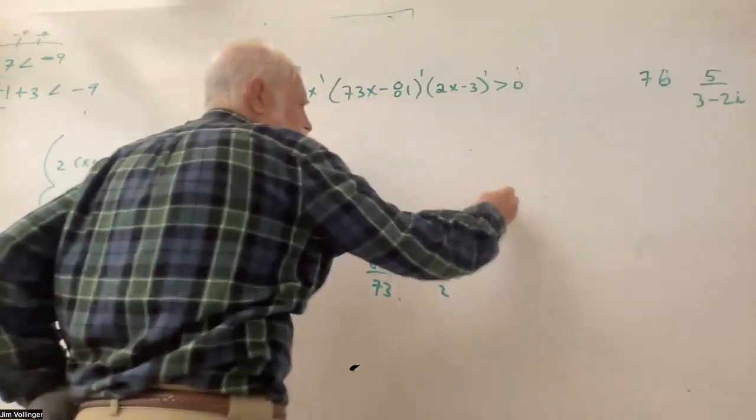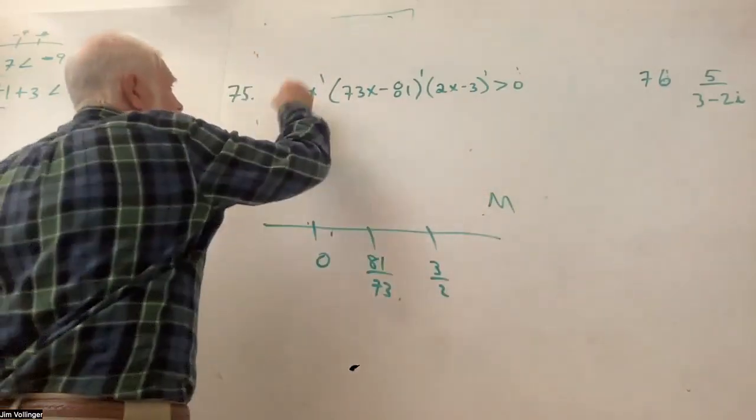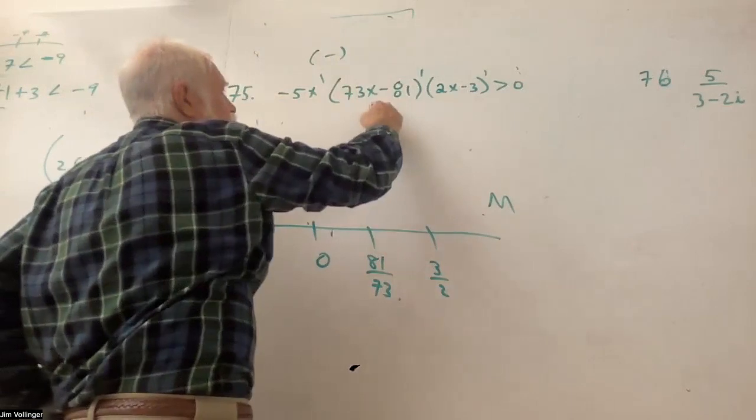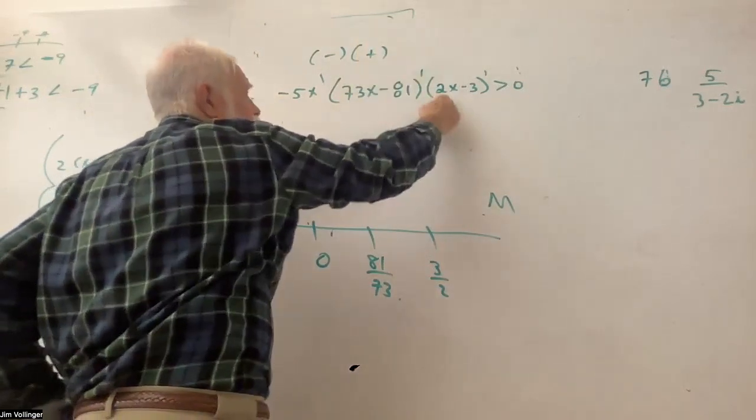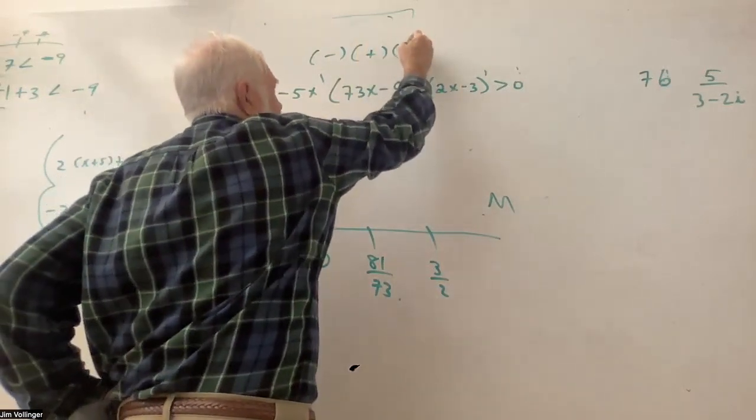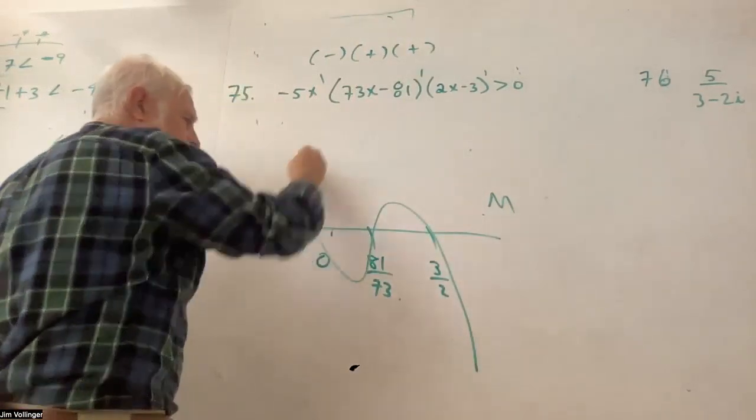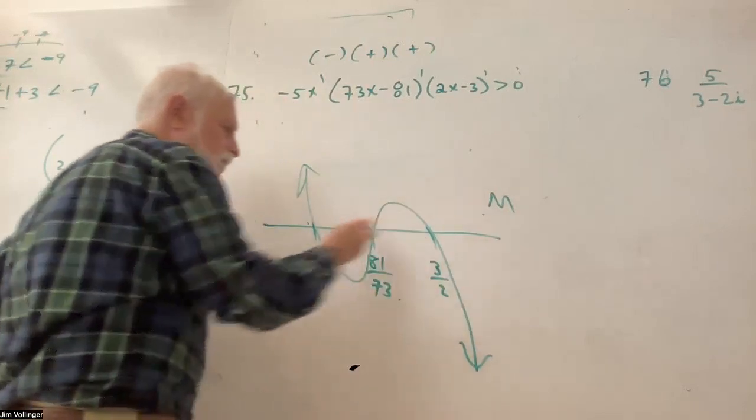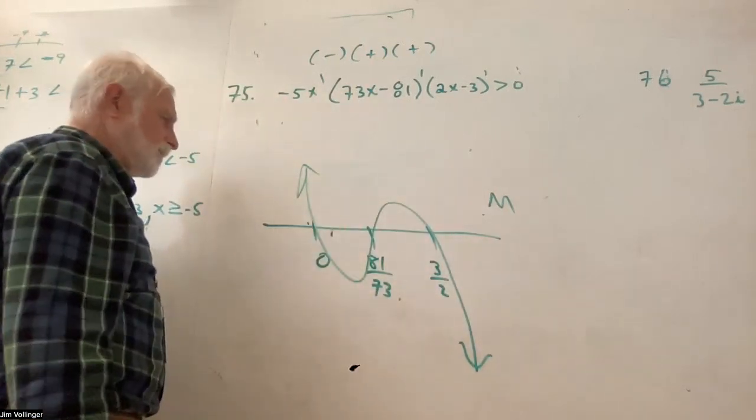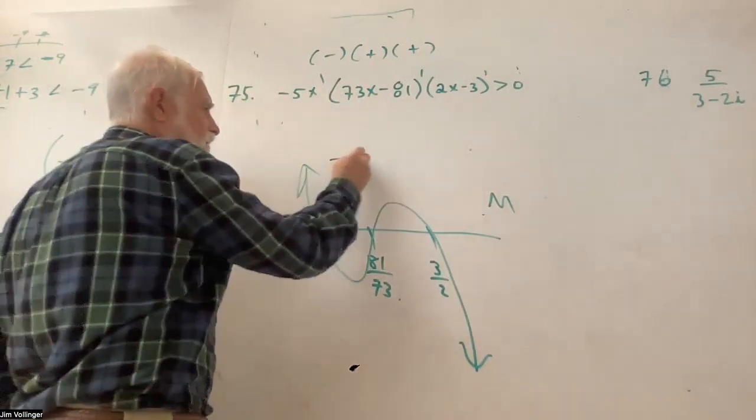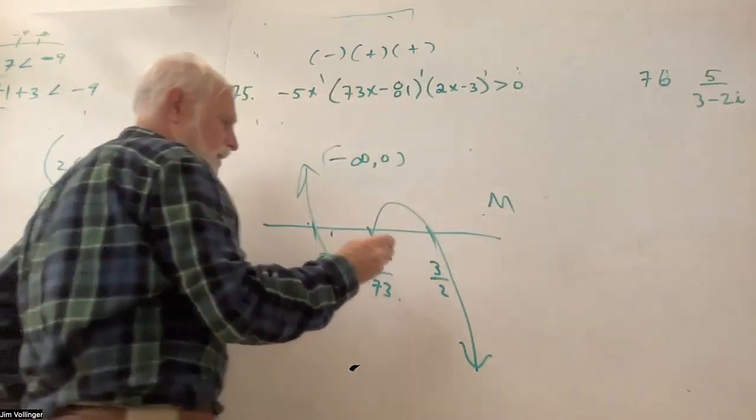So let's put a million in here. Put a million, that's a negative. Put a million, that's a positive. Put a million, that's a positive. So I'm going to get a negative outcome with linear changes at the roots. And I want to be bigger than 0. That appears to be negative infinity to 0.